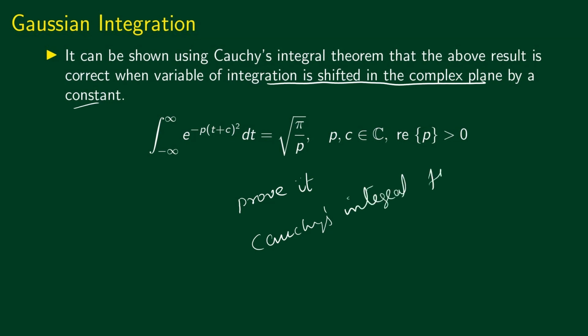Right, integral theorem. So this Cauchy's integral theorem in this case can be written in such a way that the sum of a few integrals is equal to 0, and this actually would show that this minus infinity to infinity e raised to minus p times t plus c whole square dt is also equal to square root of pi by p. Okay. So I include this result because we need this one also. We'll be using this one also.